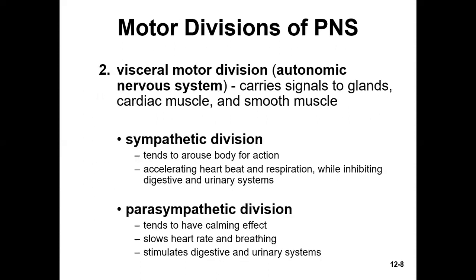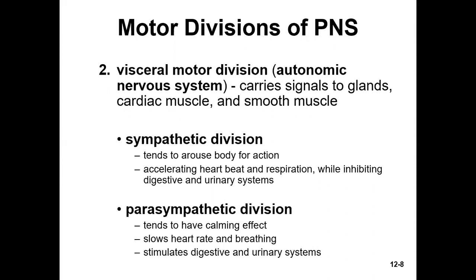When we look at the visceral motor division of the peripheral nervous system, we also call this the autonomic nervous system. This is responsible for carrying signals to our glands, our cardiac muscle, and smooth muscles. So this is the involuntary portion of us. This one will gather information and then dictate or direct an action or behavior of your organ systems, your smooth muscle, and your heart. Within this division, we break it down even further into the sympathetic division and parasympathetic division.